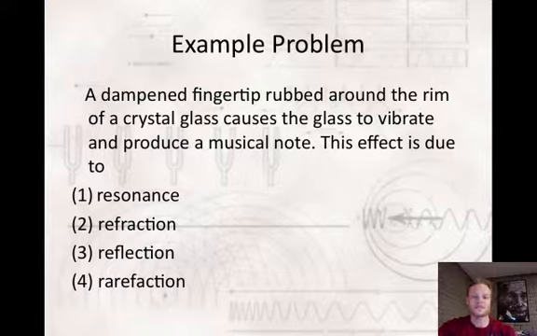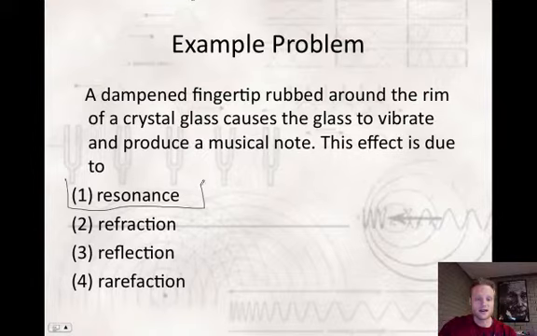Let's say you dampen your fingertip and you rub it around the rim of a crystal glass, and it causes the glass to vibrate and produce a musical note. What is that effect due to? Is it due to resonance, refraction, reflection, or refraction? And the answer would be resonance. Basically, if you're able to make a glass make a musical note by rubbing your finger on it, you're causing the glass to vibrate in such a way that it's resonating.